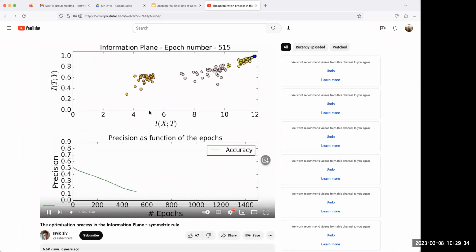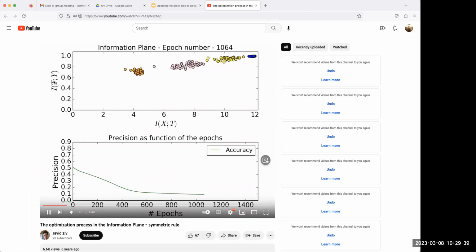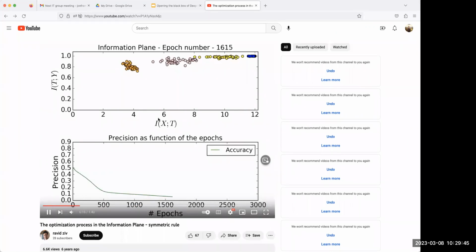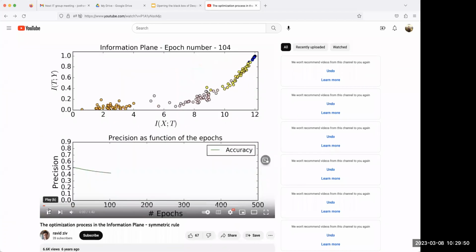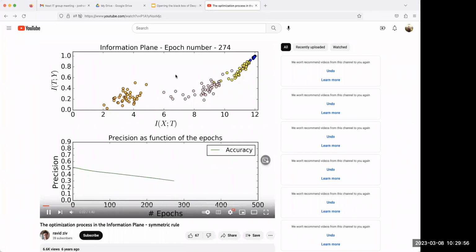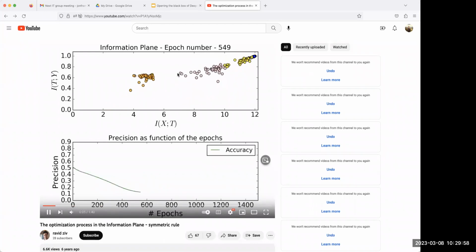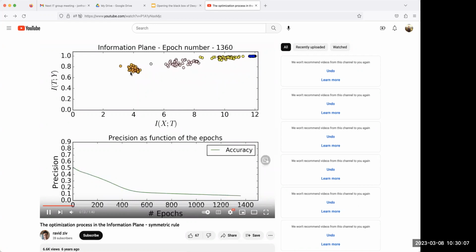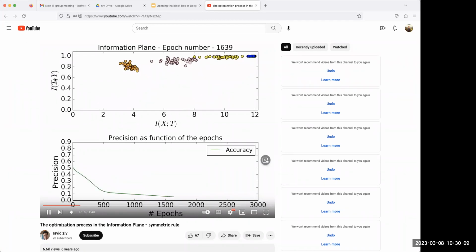So what's happening in this video is that the model trains, and these are gaining information between the model and the targets Y. They also gain information initially in the beginning on the inputs. So they go from the bottom left to the top right, but then they start compressing the information. And then that compression allows the model to get more mutual information between each layer and the target.